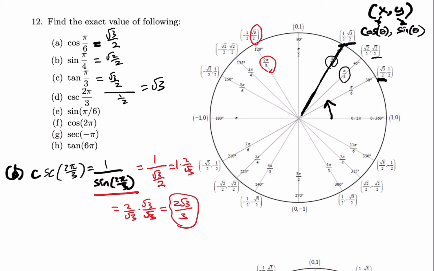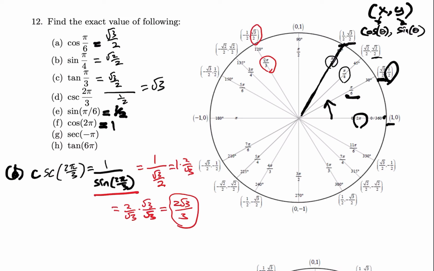So let's look at E. E is actually a really quick one. Pi over 6, right here, sine is half. Cosine 2 pi: 2 pi is right here. 0 and 2 pi are coterminal, so cosine is 1.